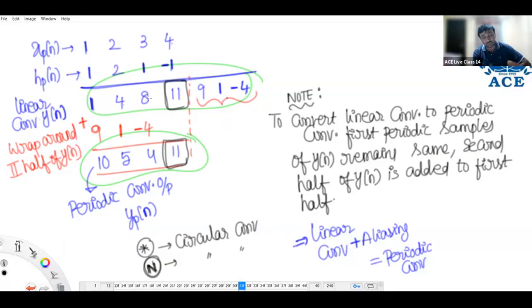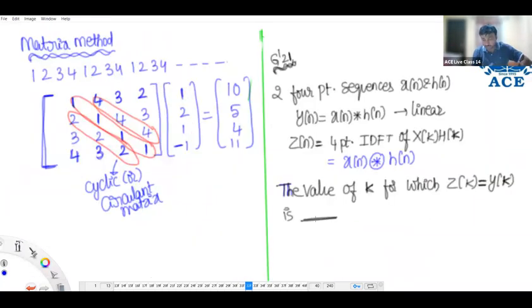This is 0, 1, 2, 3, 4, 5, 6 like that. This is 0, 1, 2, 3. Both answers are the same for which index? K equals 3.